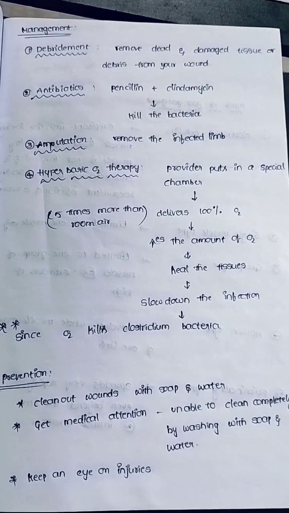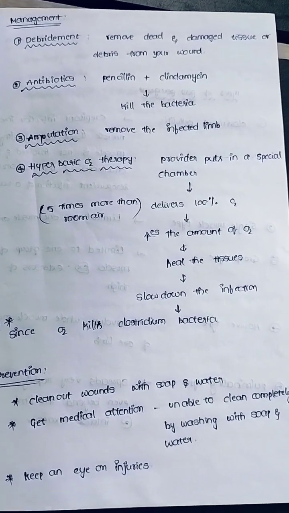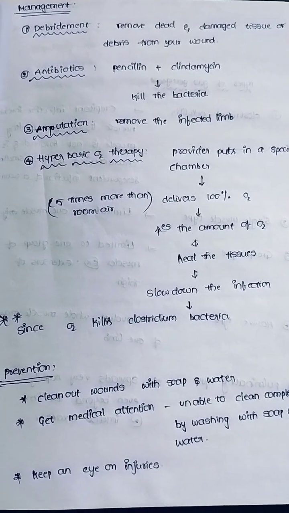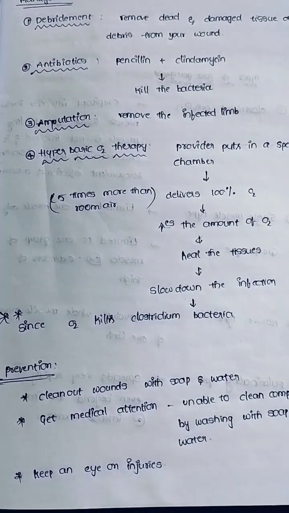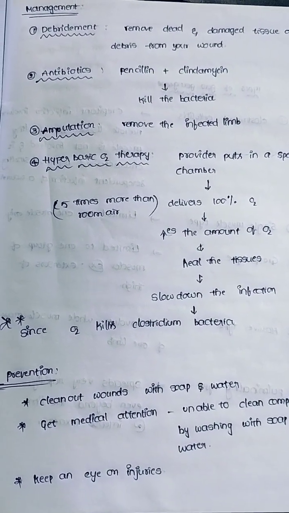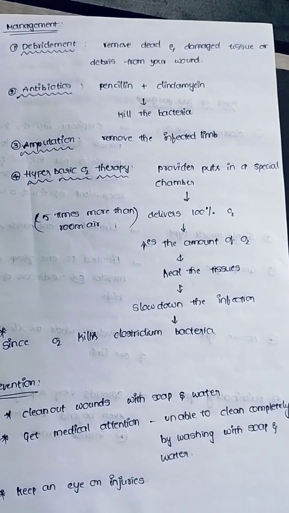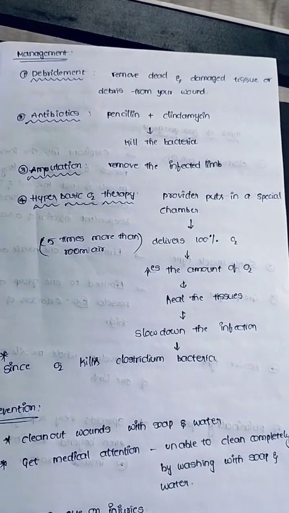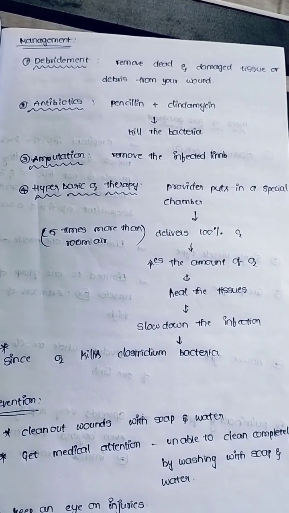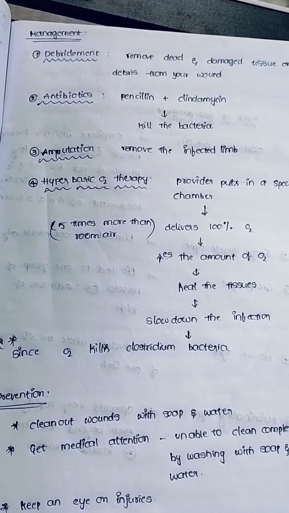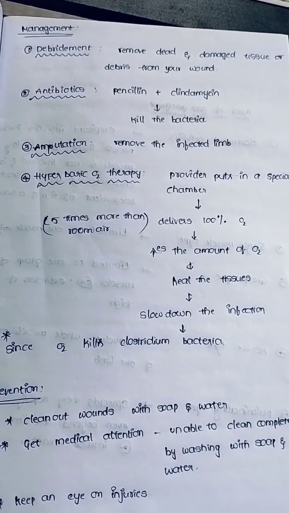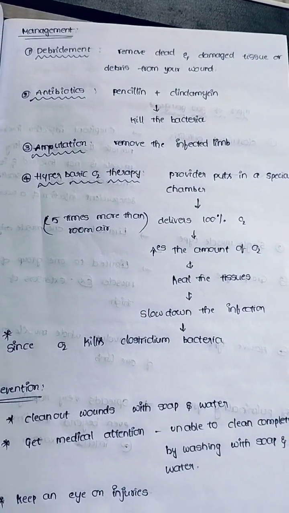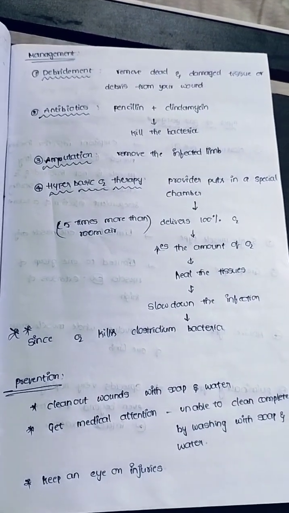Then coming to the management, firstly we debride the wound, removing the dead and damaged tissue from the wound, and then give antibiotics, penicillin and clindamycin, to kill the bacteria. The unnecessary infected part is also amputated. Then hyperbaric oxygen therapy: the patient goes into a chamber which delivers 100% oxygen, 5 times more than room air, which increases the amount of oxygen, heals the tissues, and slows down the infection, since oxygen kills the Clostridium bacteria. This is how we can treat gas gangrene.